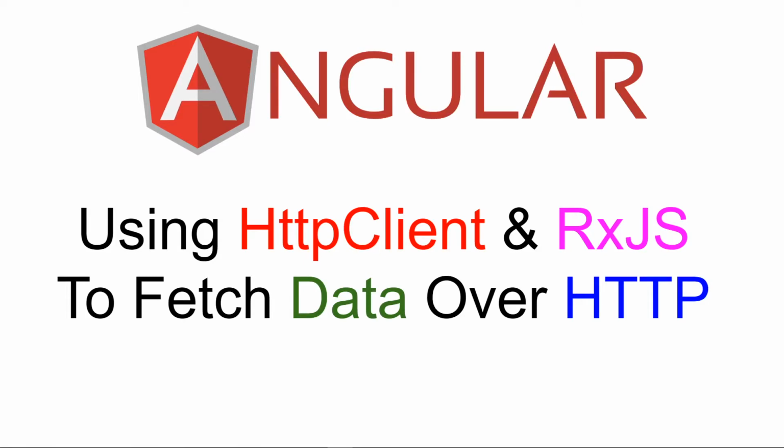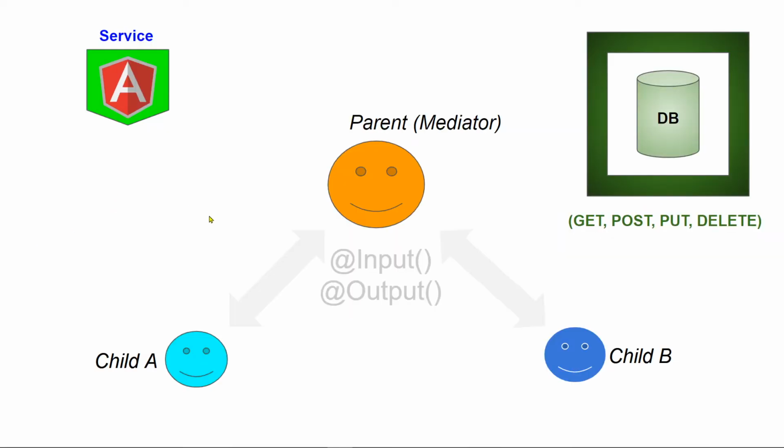In this video, I'm going to show you how to fetch data over the HTTP protocol using Angular's built-in HTTP client and this library called RxJS. So here is a scenario where we might want to fetch data from a remote server. On the right side here, this green box is where we are going to fetch data from using the popular HTTP request types: get, post, put, and delete.